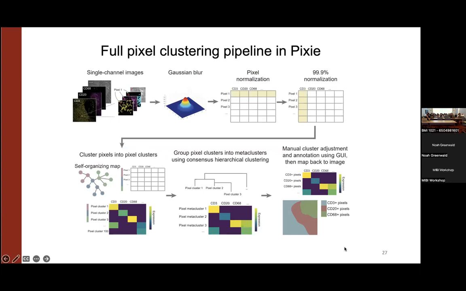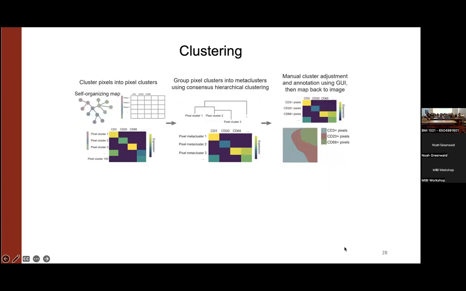And after we've done all that, now we can actually go into the actual clustering. To do the clustering, we use an algorithm called the self-organizing map, or a SOM. There are a lot of different unsupervised clustering algorithms out there, but we chose this one because it is really fast. This is really important when we're talking about clustering pixels because there are millions to billions of pixels in your images.